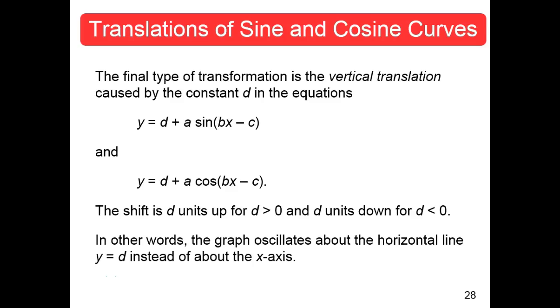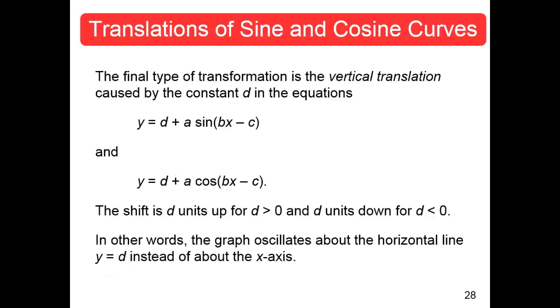Okay. So the final type of transformation then is the vertical translation. And why in the world don't they do the plus D down here? Why do they put it in front? I don't know. But it can go anywhere. Not in the middle of this, but anywhere beforehand. So what's that going to do? A vertical shift. Up or down depending on the sign of D. The shift is D units up for D greater than 0 and D units down for D less than 0. If that's a minus number, it's going down. Positive number is going up.